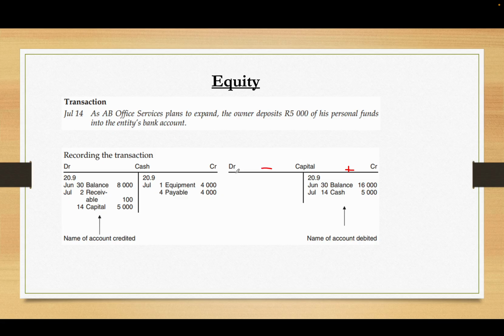Sorry about that. And remember, let's look at this example. July 14th, as Siabonga Ltd plans to extend, the owner deposits 5,000 of his personal funds into the entity's bank account, into Sia Ltd.